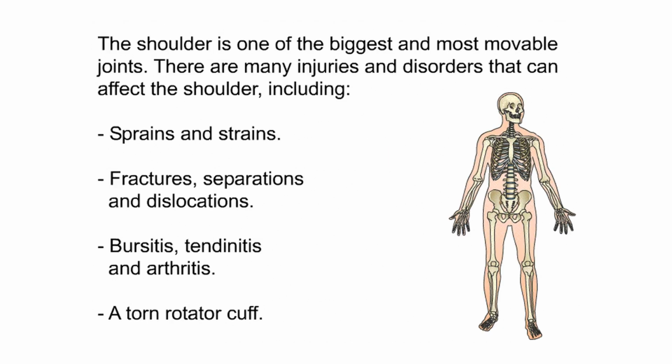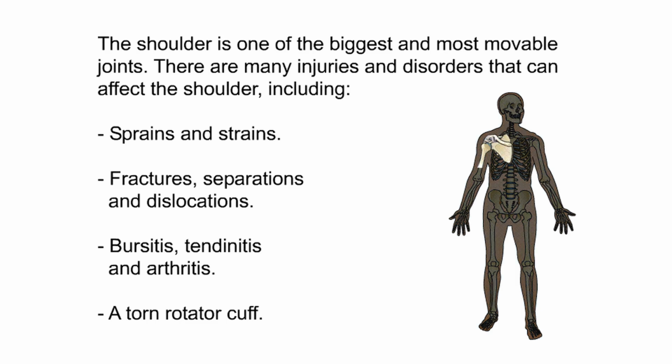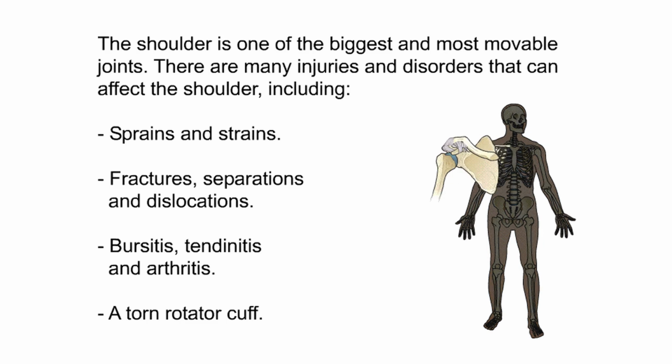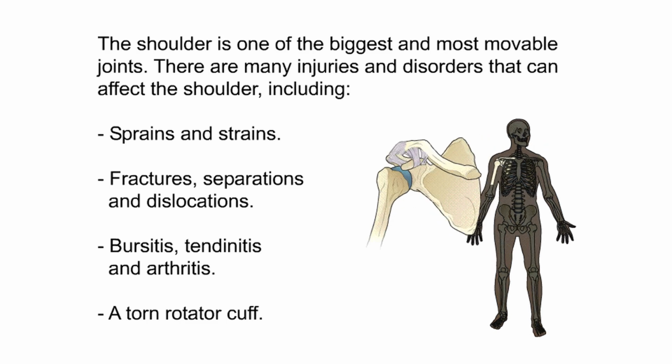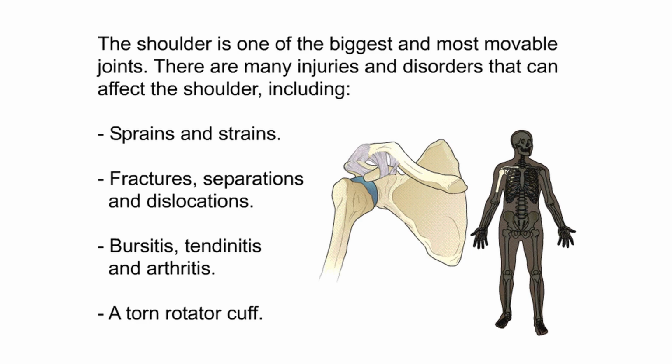Summary. The shoulder is one of the biggest and most movable joints. There are many injuries and disorders that can affect the shoulder, including sprains and strains, fractures, separations and dislocations, bursitis, tendinitis, arthritis, and a torn rotator cuff.